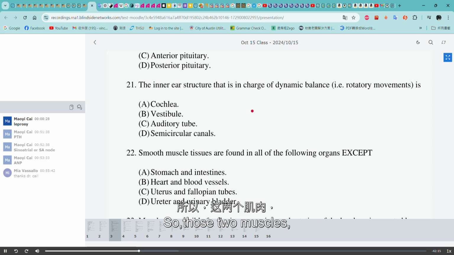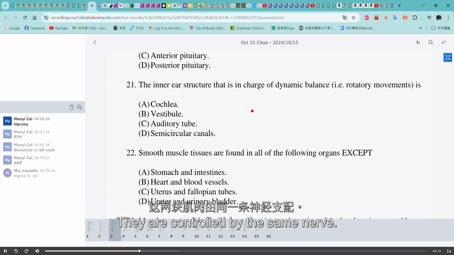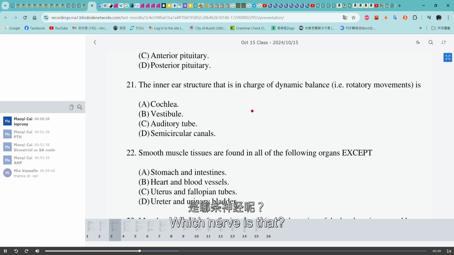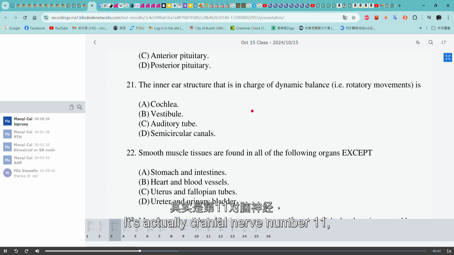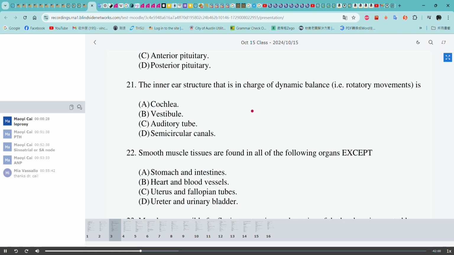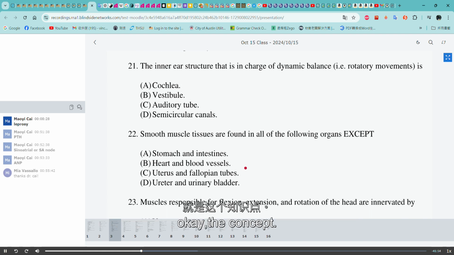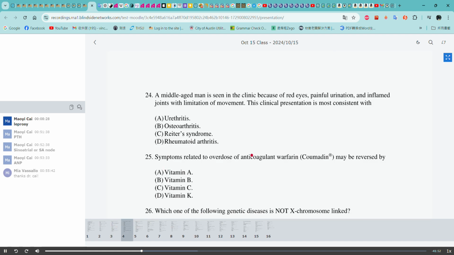So those two muscles, sternocleidomastoid and trapezius, are controlled by the same nerve. Which nerve is that? It's actually cranial nerve number 11, which is called the accessory nerve, C. Number 23 is C, accessory nerve. So this is also a basic anatomy and physiology question, okay? The concept. C is correct.